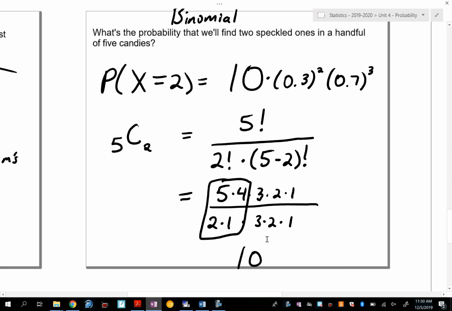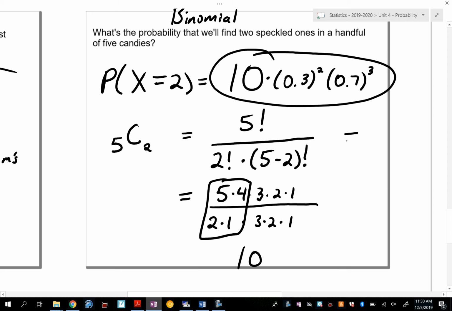Can anyone in their calculator do this for me real quick? I want to confirm that that's also 0.309. Can I borrow your calculator since you're not using it? Thanks. So 10 times 0.3 squared times 0.7 cubed. Well, you got to make it cubed, Douglas. 0.3. Yes, it's the same. Is it the same, guys? It's the same! It's the same!